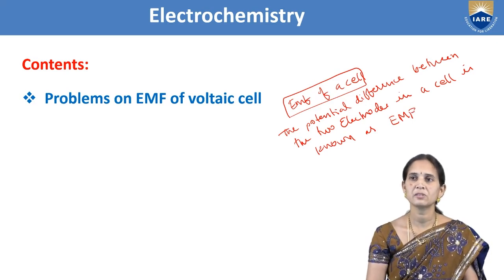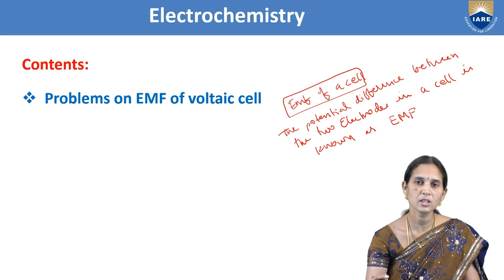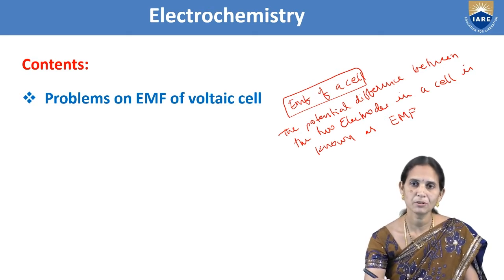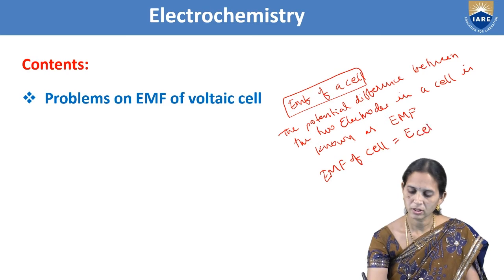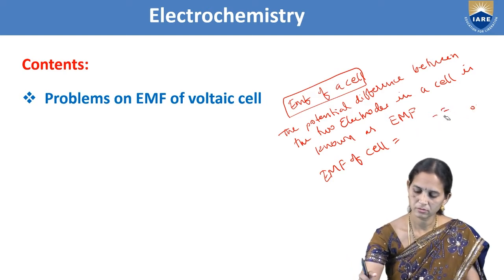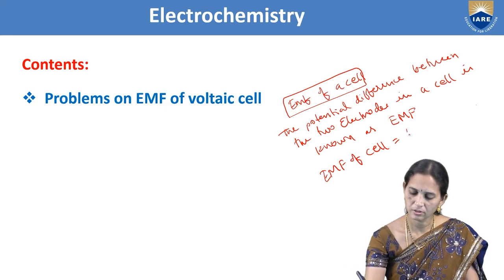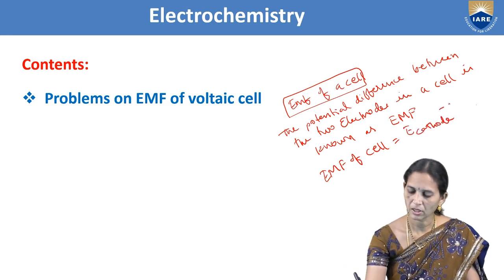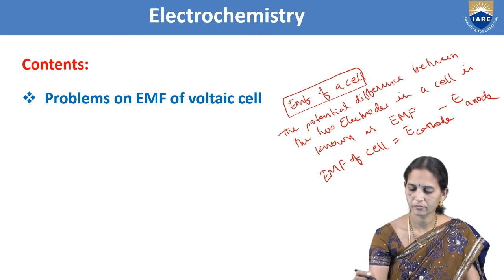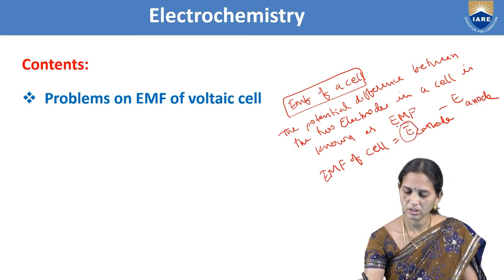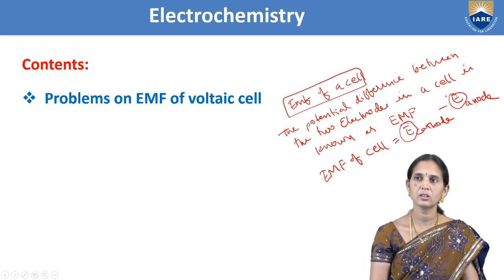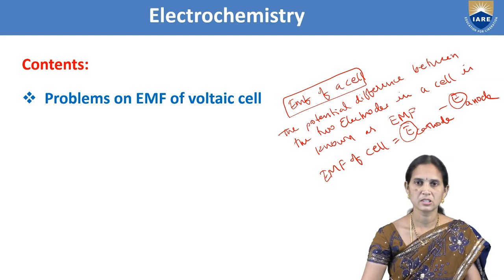So the potential difference between the two electrodes in a cell is known as EMF. We can calculate the EMF of a cell by taking the formula E cell is equal to E cathode minus E anode. So what is E? Here we wrote E cathode, E anode. We will discuss this in the formula.